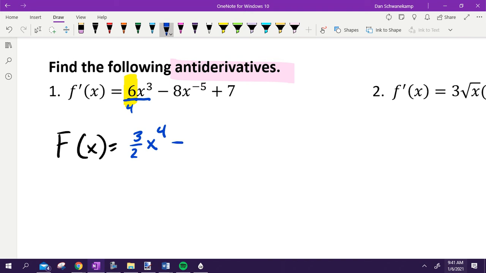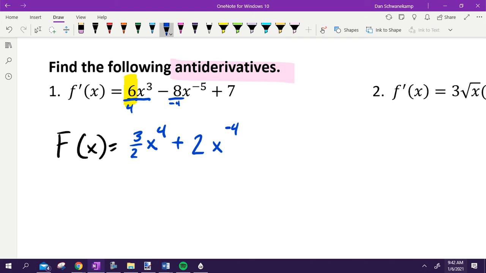We got my next one, 8x to the negative fifth. It was x to the negative fifth. I'm going to add 1 to my exponent. So if I add 1 to my exponent, what's my new exponent going to be? It is negative 4 now, because we're going negative 5 plus 1. Be careful with your negatives. Sometimes kids make mistakes. What's your new leading coefficient going to be? My new leading coefficient is going to be positive 2, because I'm going to divide by my new exponent. Negative 8 divided by negative 4. Oh, yeah, it's positive 2.